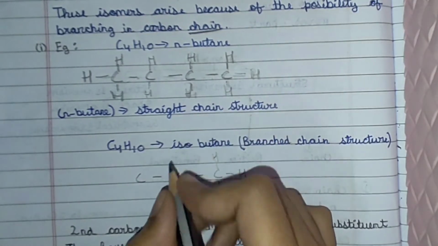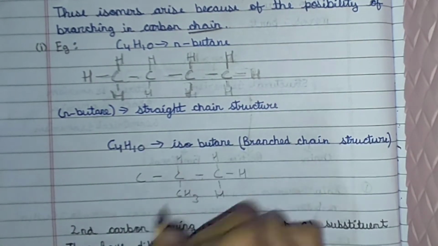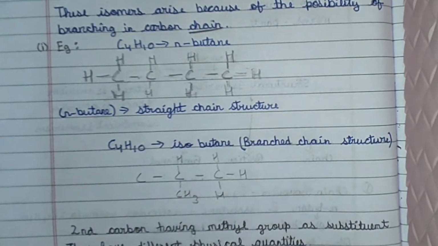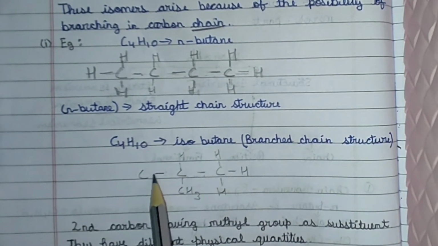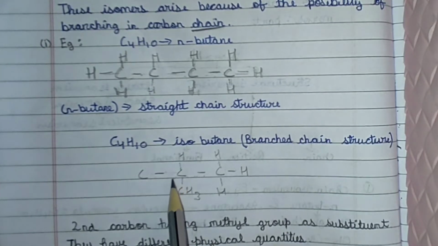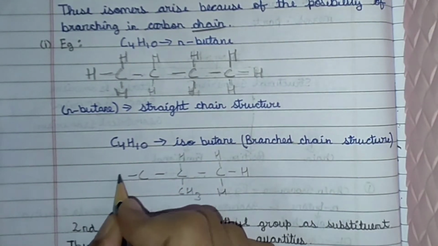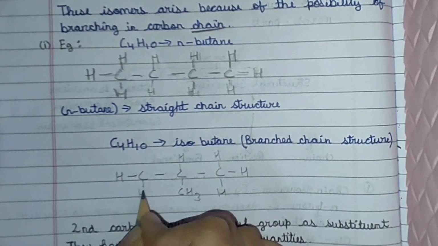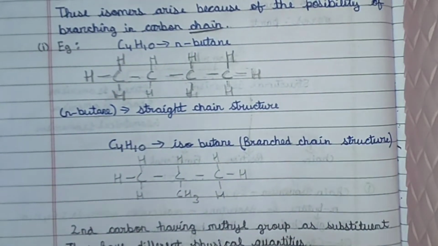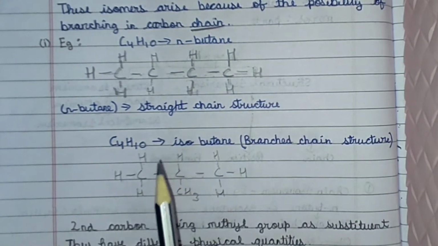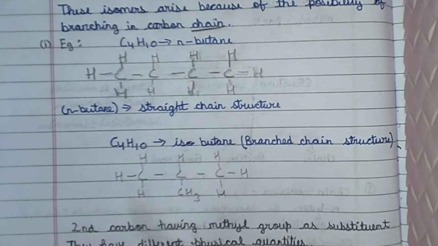So we need one more bond, so H, done. So 1, 2, 3, 4. Now the last carbon atom on this side has one bond already with this carbon atom, so it needs 3 more. So 1, 2, 3. So 1, 2, 3, 4. So this is how we will form the structure of isobutane.